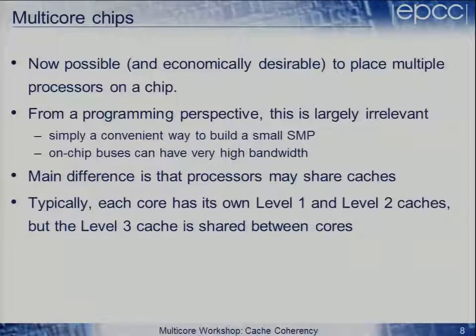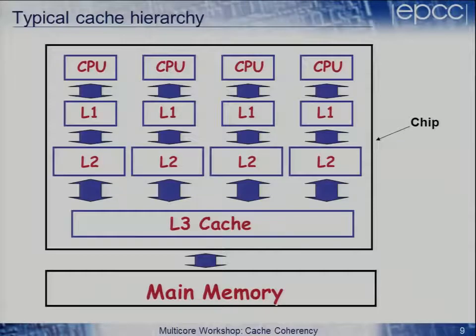The main difference is that now processors can share caches, because their cores are put on the same piece of silicon. What typically happens is each core has its own level 1 and level 2 cache, but level 3 cache is shared. That's a standard sort of model. So this is a very naive view of what it might look like: you have 4 CPUs, each one has its L1 cache, each one has a slightly larger L2 cache. They share an L3 cache, and then you have main memory.